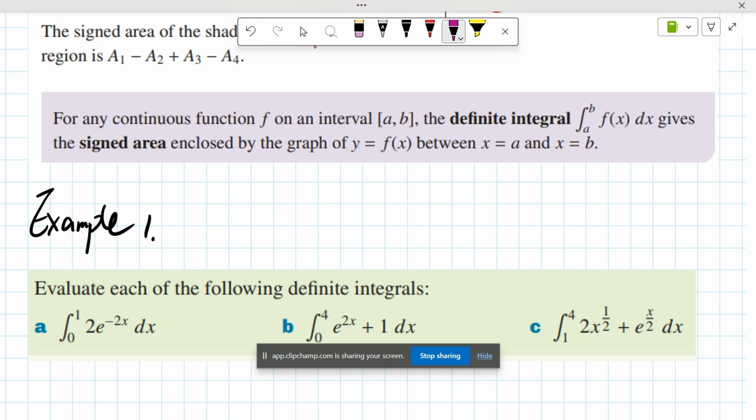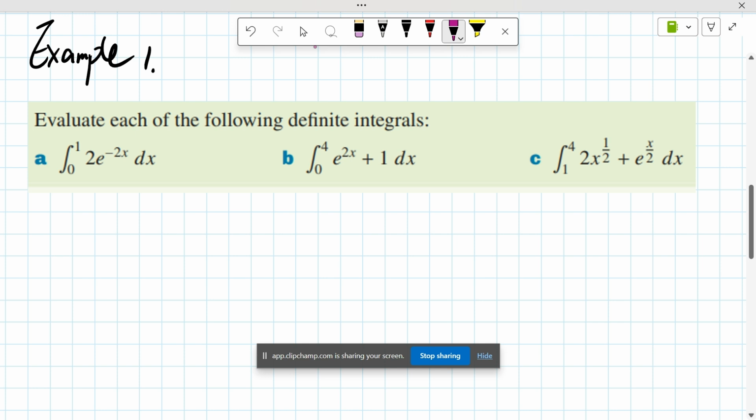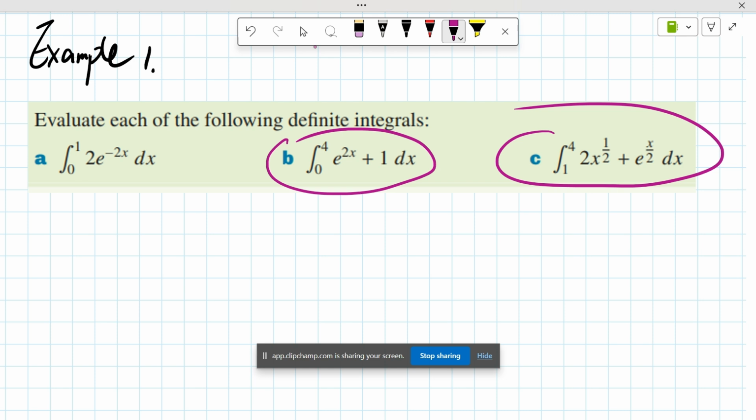Let's start with some example one. I might just do question B and question C. I leave question A for during the class.